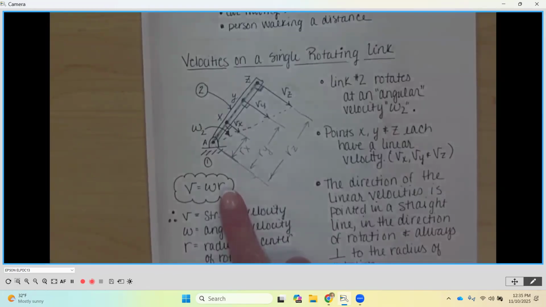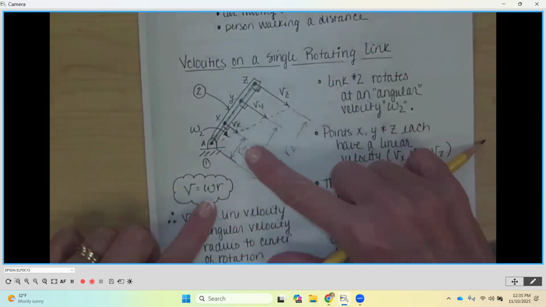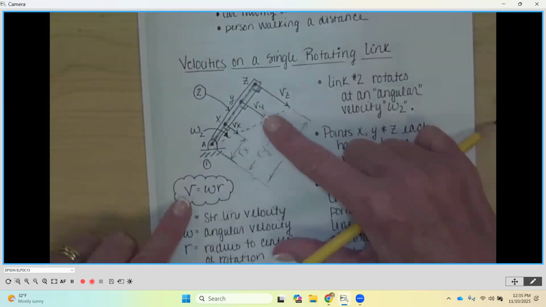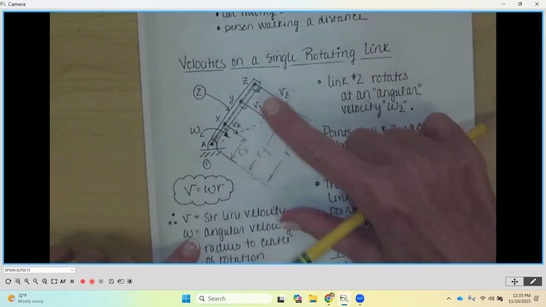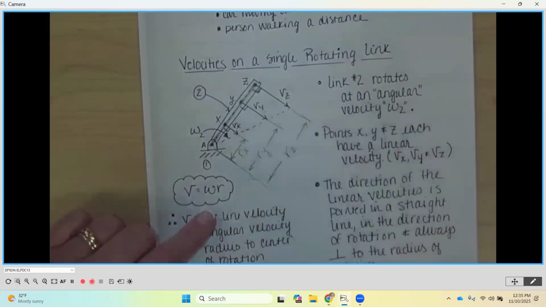Okay. So if this is the velocity of X, I'm going to take the W2, because it's on link number 2, multiplied by radius Rx. Okay. If it's Vy, it's going to be W2, because it's also on link 2, but it's going to be multiplied this time by Ry. And then you're going to notice that we have velocity of Z would be W2 times Rz.